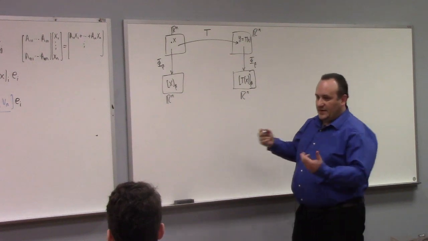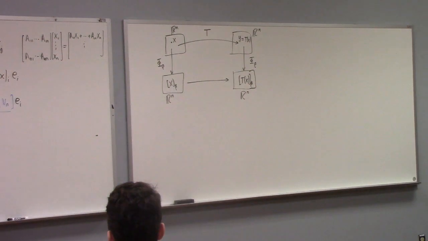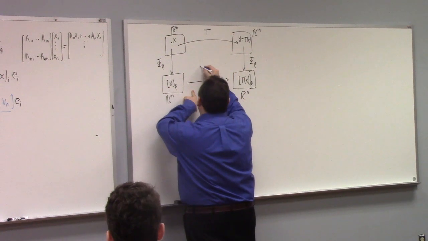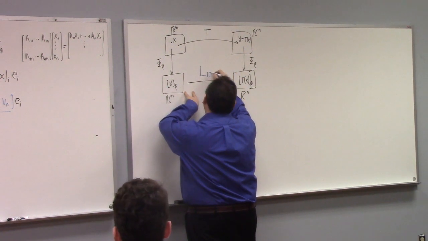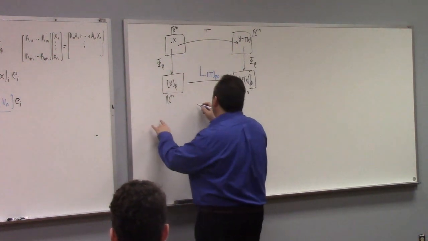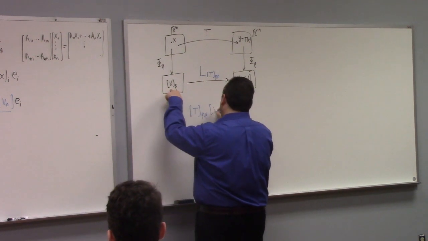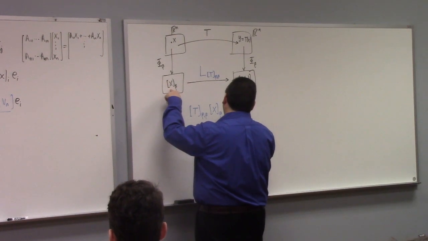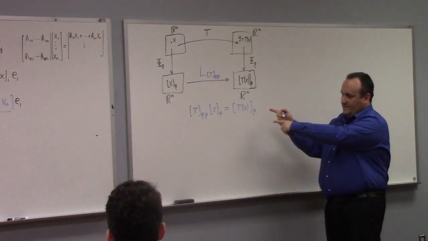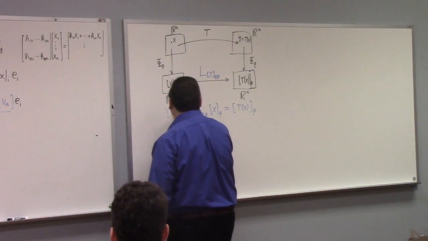The matrix I'm trying to define for the last 15 minutes, unsuccessfully, because apparently I'm an idiot, is this down here. So I want this to be left multiplication by the T beta beta matrix. In other words, what I want is that T beta beta times the coordinate vector of x gives me the coordinate vector of T of x. There we go. This is the definition. Sorry, guys. This is sad.